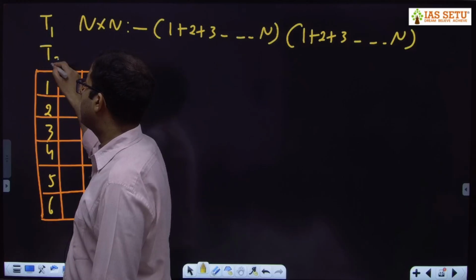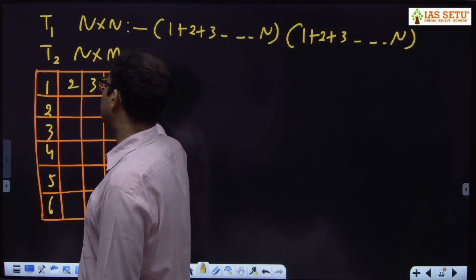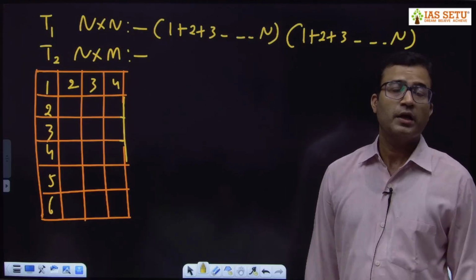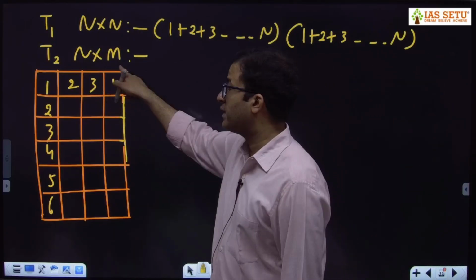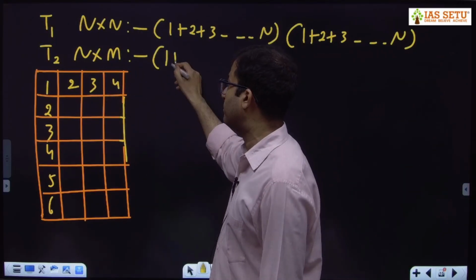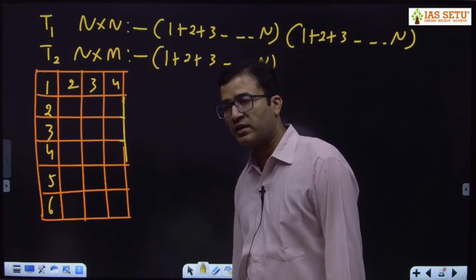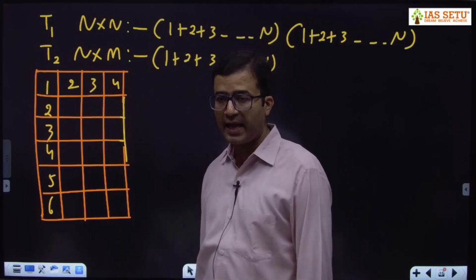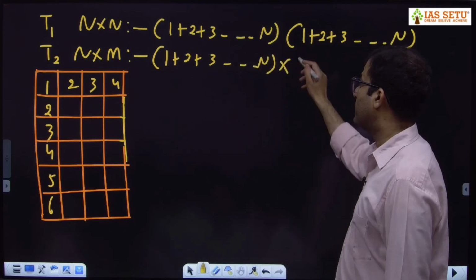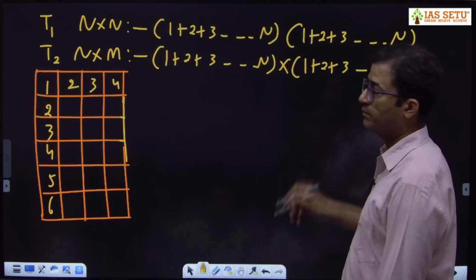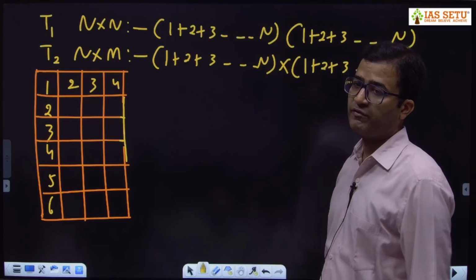Type 2 is when it is an n by m figure, meaning the number of columns is not equal to the number of rows. Here also our shortcut is: first bracket 1 plus 2 plus 3 up to n, the sum of the first n natural numbers, because the first alphabet is n, multiplied with second bracket 1 plus 2 plus 3 up to m, because now it is an n by m figure.